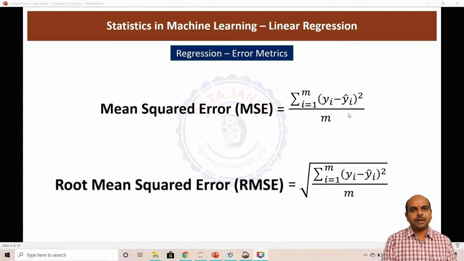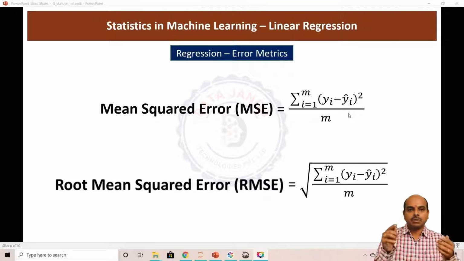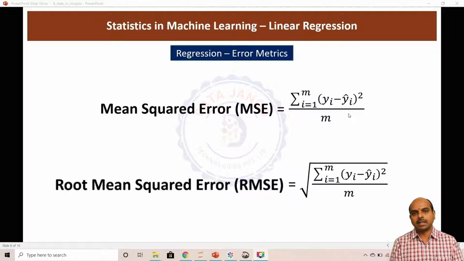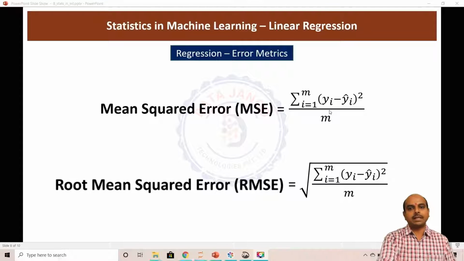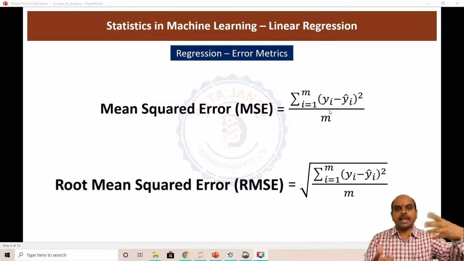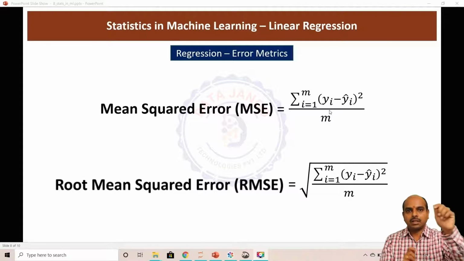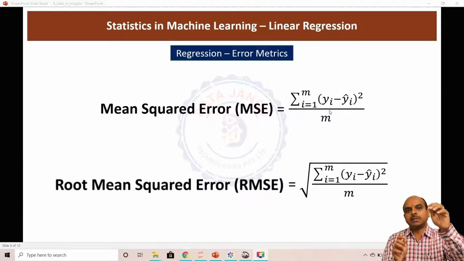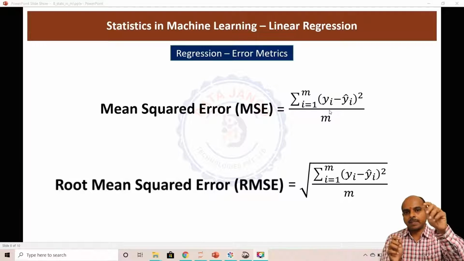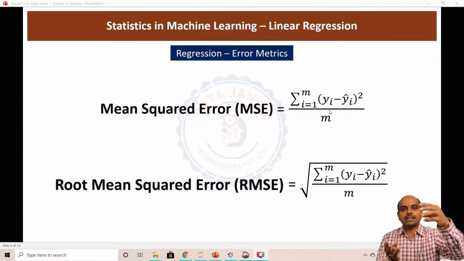So what is the variance formula? Sigma i equal to 1 to m, (x minus mu) whole square, divided by m, right? That's the variance formula. So here also we are trying to understand how much variance there is in the error. There are actual values, there are predicted values, and there is error and error square. There must be some variance in the error also, right? So we need to understand the variance.